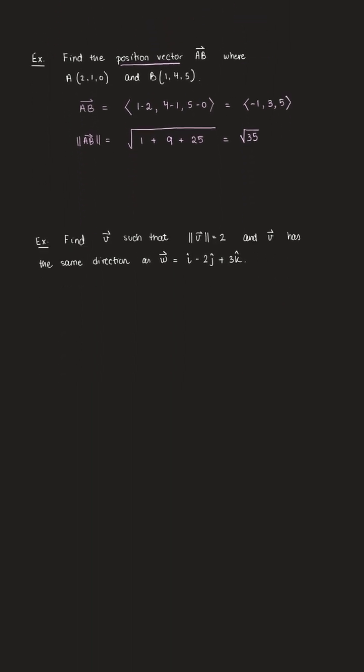All right, in our second example, we want to find a vector v whose magnitude is 2, and such that v has the same direction as vector w, given as i minus 2j plus 3k. So if we want to have a vector that is in the same direction as w, but with a magnitude of 2, our first step would be, well, let's normalize vector w. In other words, let's find a unit vector. So we'll find u, and I'm going to use a hat notation to say this is going to be a unit vector in the direction of w.